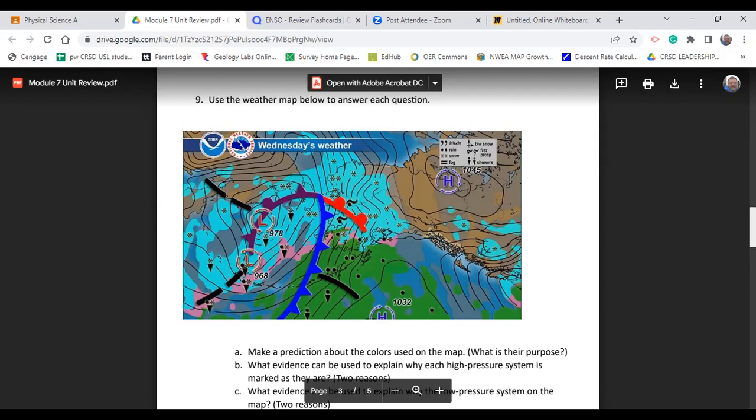That's the purple one. Does anybody know? Occluded. Occluded, what's that mean? It means like both. It's kind of like one is overtaken, like a cold front usually overtakes a warm front. So they're kind of mixed and can be unsettled weather.